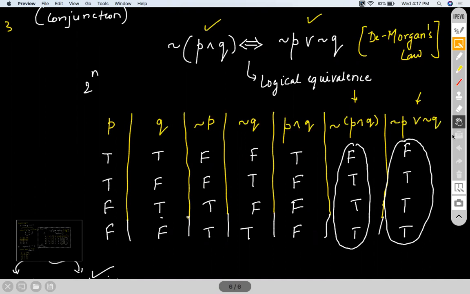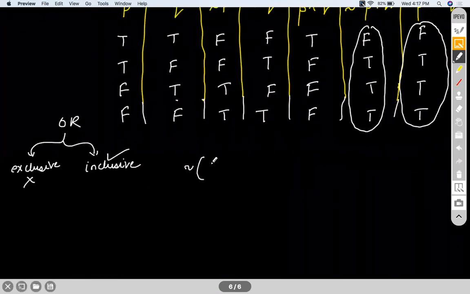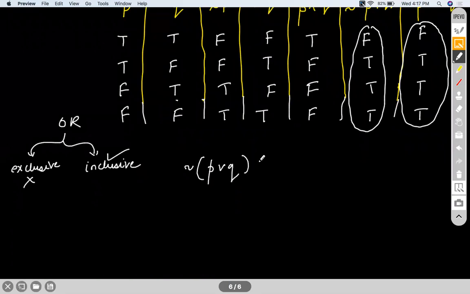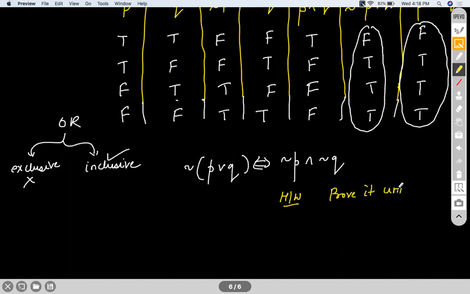Okay. In a similar way, following De Morgan's law only, I can say the negation of a disjunction is logically equivalent to the conjunction of their respective negations. I'll leave it to you as a question. Please prove it using a truth table.